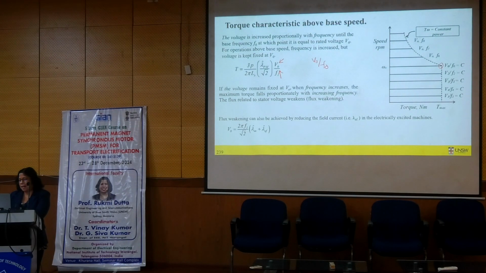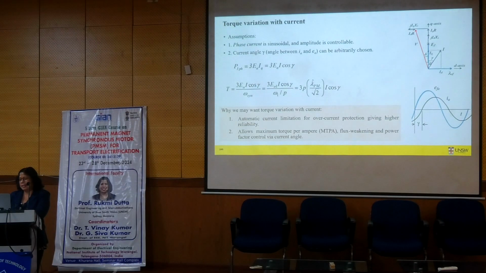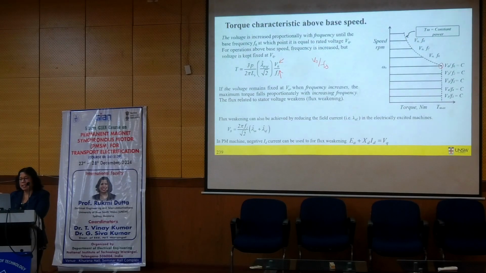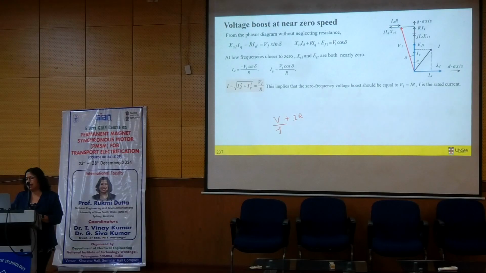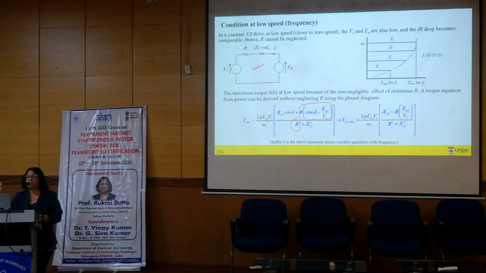Okay, but the issue in this type of control is that it depends on the steady state equation only. Remember this equation was developed from the equivalent circuit, right? This equivalent circuit we used to find that torque and power equation, right? But this equivalent circuit is valid only in steady state. We cannot use this equation or this circuit in transient condition.